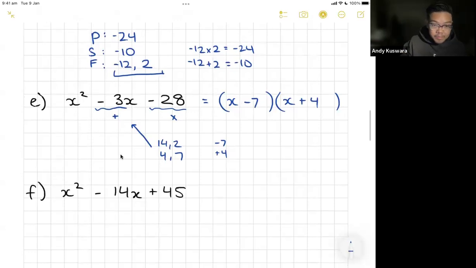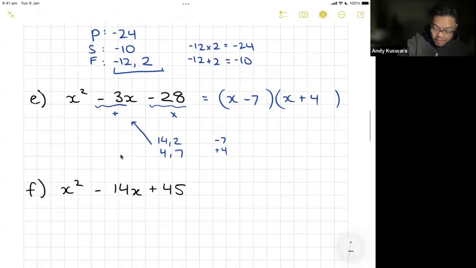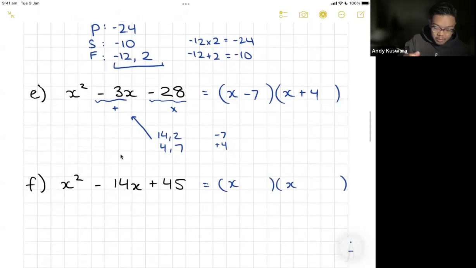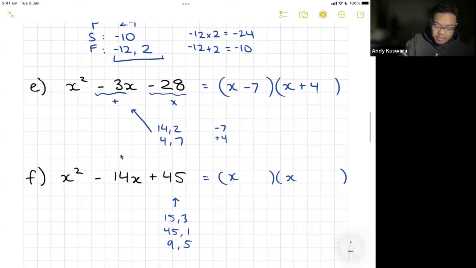And for the last one here, you just have to be careful with your negatives. I know I'm still going to get a bracket and a bracket starting with x. For this one here, you'll think of two numbers that will multiply to give you 45. It can be 15 and 3, 45 and 1, and then probably the most obvious one is 9 and 5. Now, looking at these pairs of numbers, which one is most likely to give me 14? It'll definitely be 9 and 5 because 9 plus 5 is 14. So I'm going to keep that in mind.